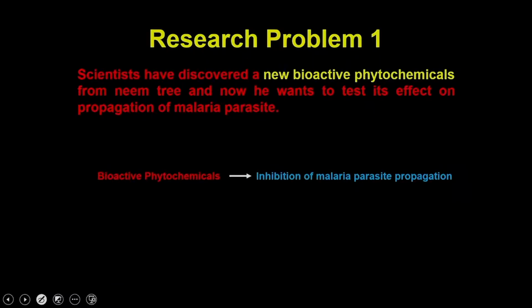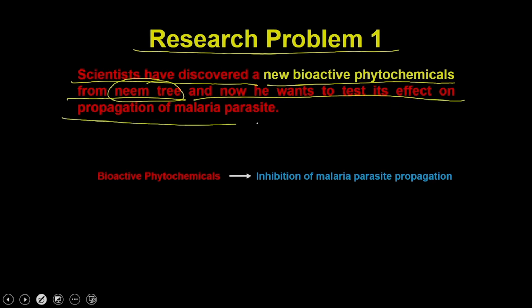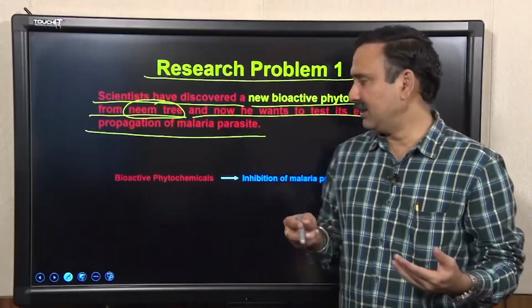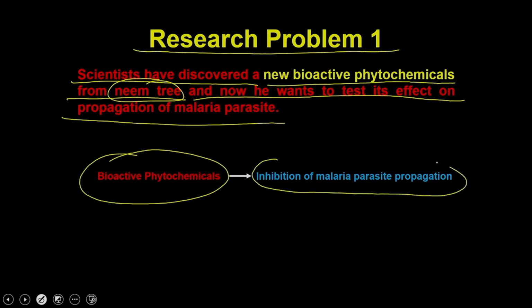Our research problem 1 is very simple: scientists have discovered a new bioactive phytochemical from the neem tree. You know the neem tree, right? Now he wants to test its effect on the propagation of the malaria parasite. He has isolated a new bioactive phytochemical, and now he wants to test whether it is inhibiting the propagation of the malaria parasite or not.